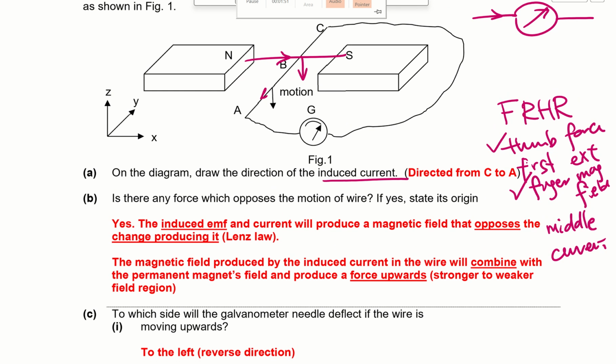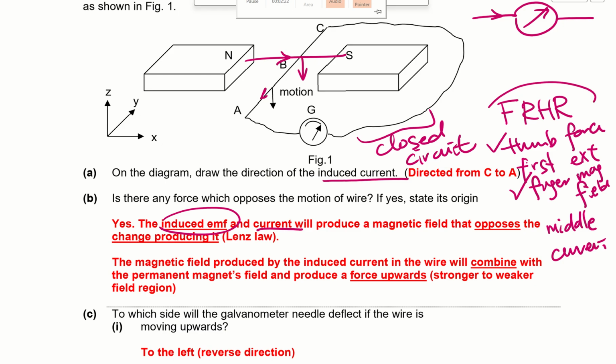This is because of the induced EMF produced by the downward force on the wire, which is cutting the magnetic field. By Faraday's law it will induce an EMF. Because it is a closed circuit, there will actually be a current flowing. Now how will the current be flowing? We predicted the direction of the current flow using Fleming's right hand rule.